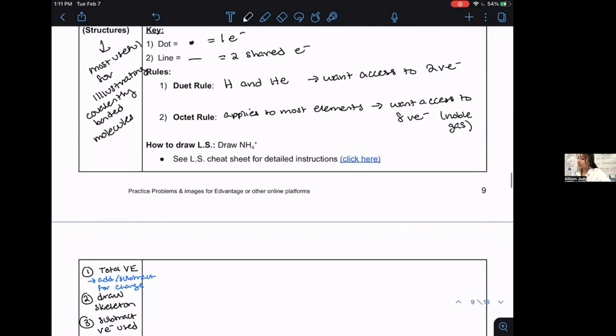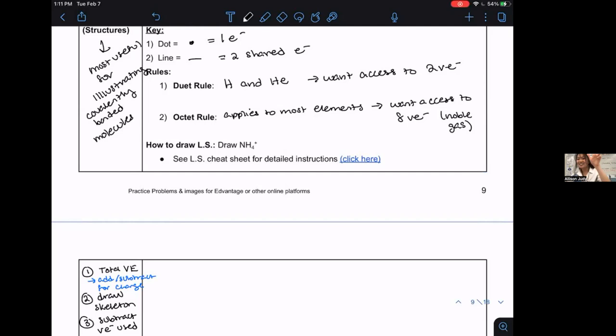So the octet rule applies to most, okay? It explains why all elements will, in an ionic bond, lose or gain in order to get to an octet. But here we're not losing or gaining electrons. Now we're sharing. So now this is a different way to get to that full S and P. Full S, two electrons. Full P, six electrons.